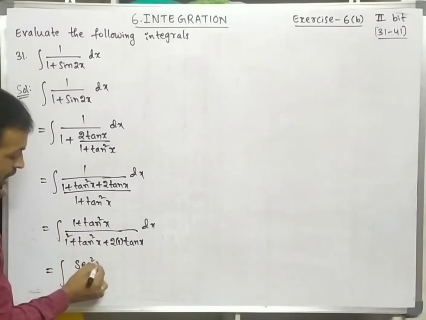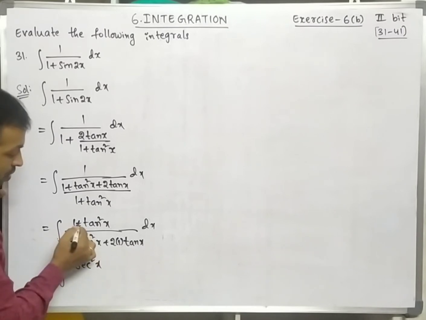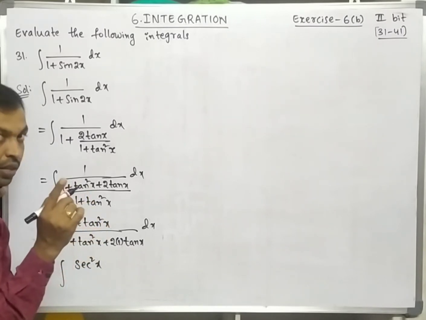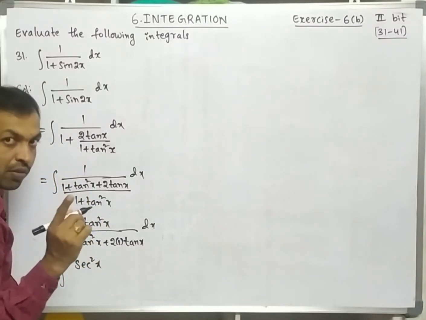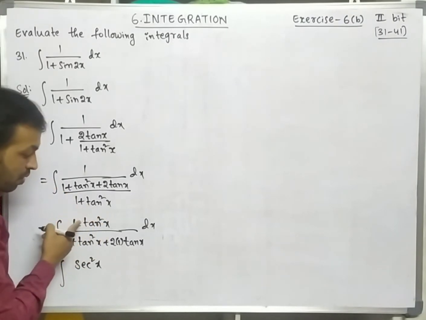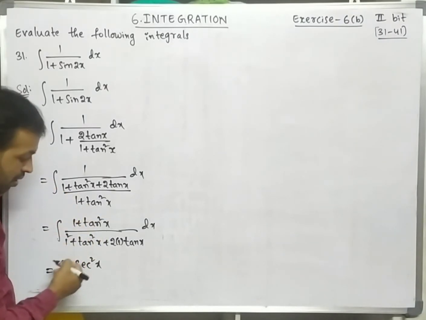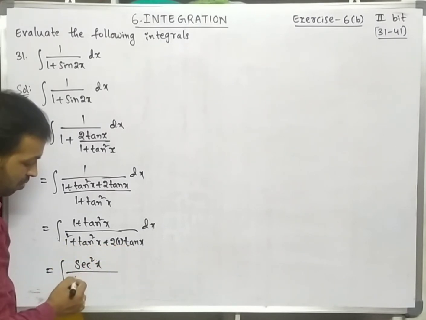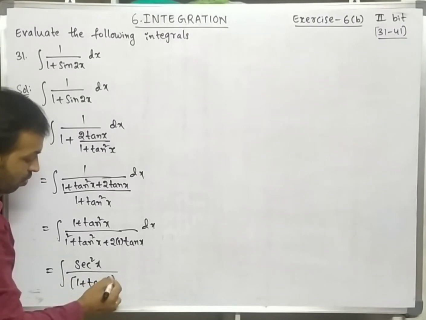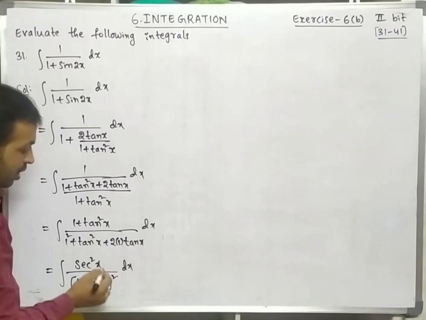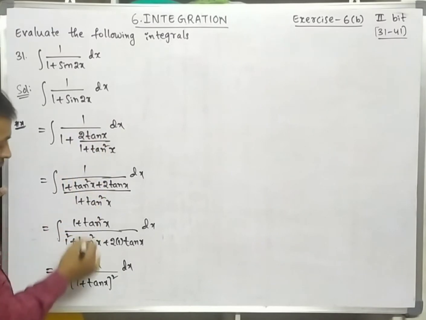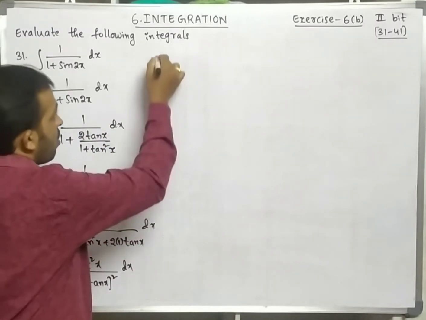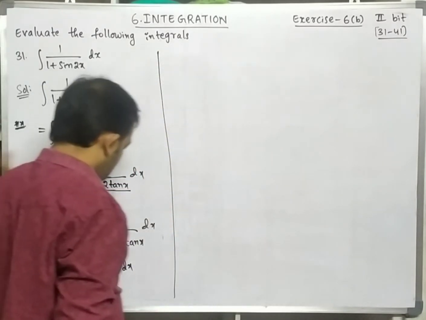In trigonometry we have identities, right? From those identities we have one identity: secant square theta minus tan square theta is equal to 1. From that, 1 plus tan square theta is secant square theta. The denominator is of the form a square plus b square plus 2ab, which can be written as 1 plus tan x whole square, dx. So now we have converted it into substitution method form.